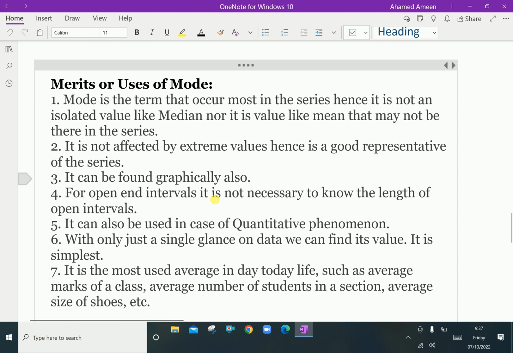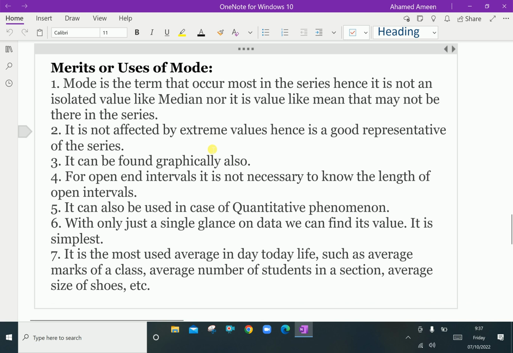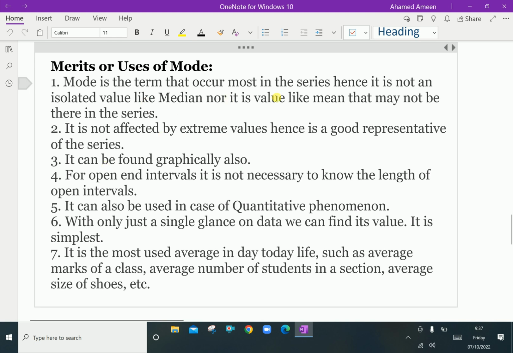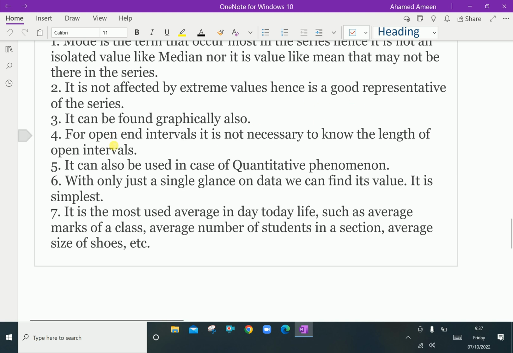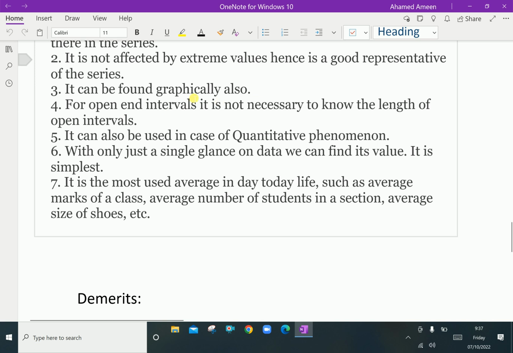Now let us discuss the merits and demerits of the mode. First, we discuss the merits or uses of mode. Mode is the term that occurs most in the series, hence it is not an isolated value like the median, nor is it a value like the mean that may not be there in the series. It is not affected by extreme values, hence it is a good representative of the series. It can also be found graphically, so it is easy to find.